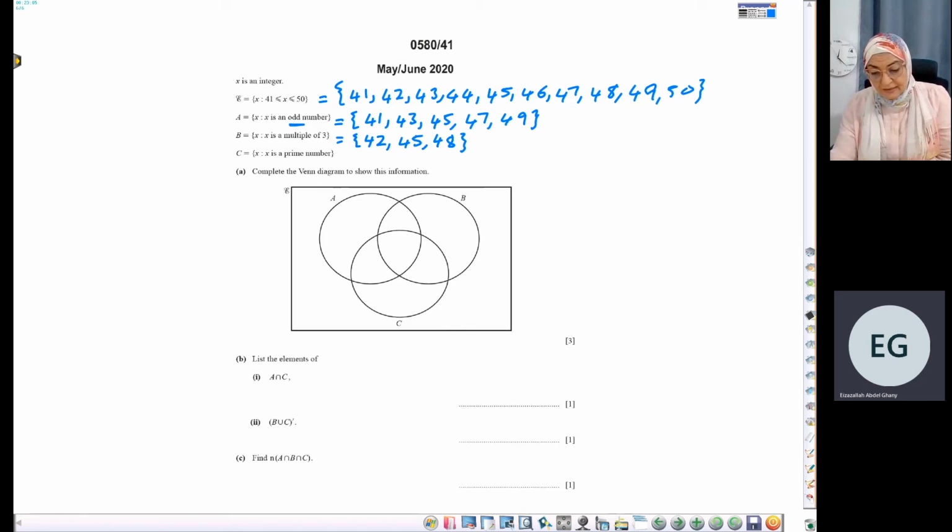If you need to check, you just add the digits. 4 plus 2 is 6, divisible by 3. 4 plus 5 is 9, divisible by 3. 4 plus 8 is 12, divisible by 3. Correct. X such that X is a prime number. This is the set C.